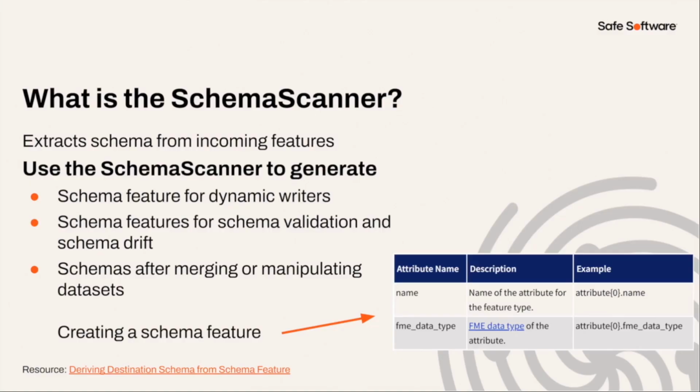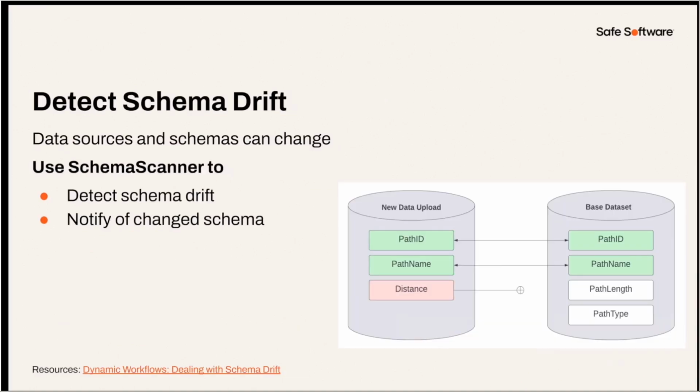So today I'm going to be going over detecting schema drift and dynamically setting your output schema based on incoming data. The first scenario that I want to highlight is how the SchemaScanner can help detect schema drift. This happens when the schema or data model of your source dataset changes unexpectedly. The SchemaScanner transformer can be used to detect and react to schema drift in our datasets. The scenario here is that we want to update the base dataset from a new dataset uploaded by a client.